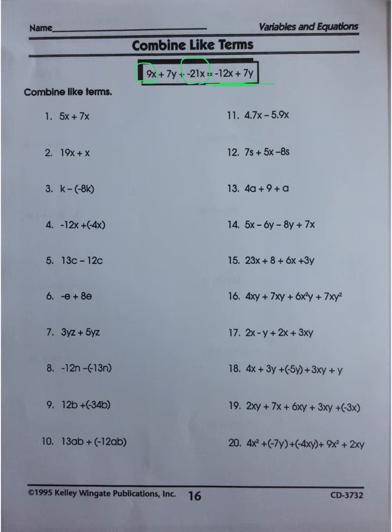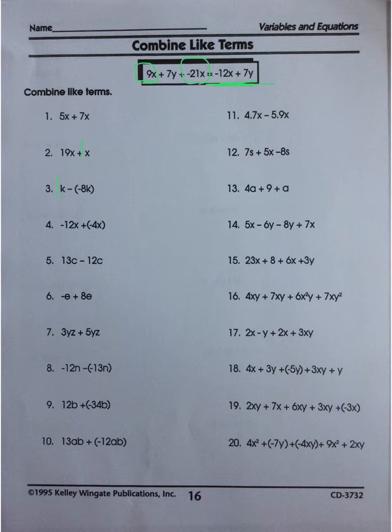We want to make sure we cannot put those two together because they don't have the same letter. So like terms are same letter, same exponent. Remember that if a letter does not have a number in front of it, it's just going to be the number 1. So all of these can have a number 1 in front of them. Okay, I'll do a couple examples here with you.